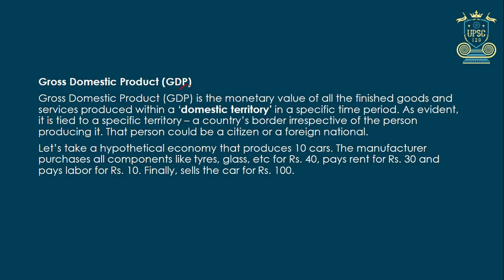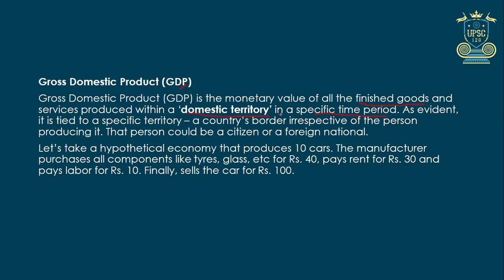So what is to be concentrated on in GDP is domestic territory. This word is very important in GDP, because GDP is the monetary value of all the finished goods. That also you have to underline. It is the finished goods. The intermediary goods will be there, but the value of those goods will not be considered while calculating GDP. So it is the monetary value of all the finished goods and services produced within a domestic territory in a specific time period. This is also very important. Specific time period, normally 1 year.